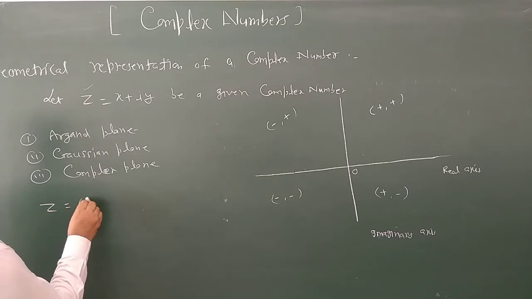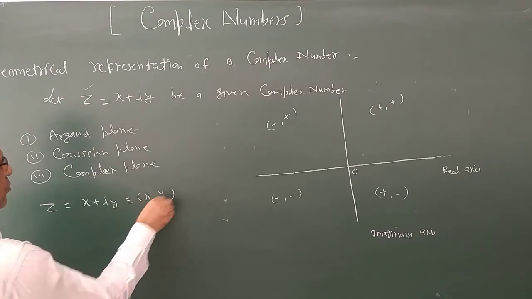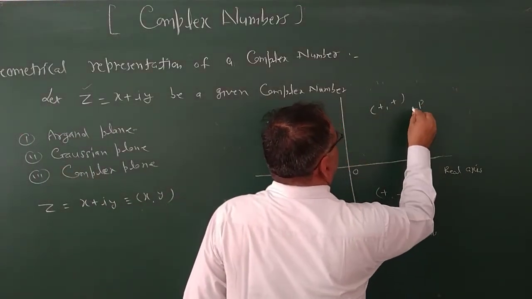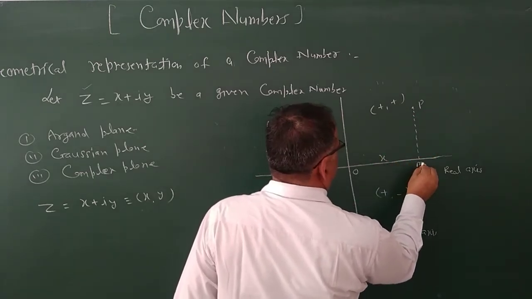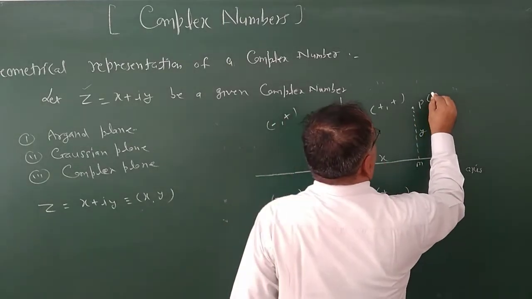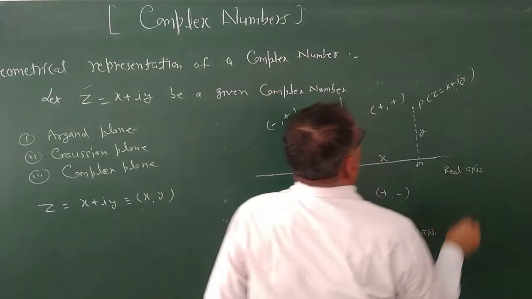So here the complex number is given, z equal to x plus iota y. This number is also represented in ordered pair form as x comma y. So we take a point P here. This is the point P. Draw a perpendicular there. So O to M, this distance is x and this distance is y, and P represents the complex number in the orthogonal plane by z equal to x plus iota y.